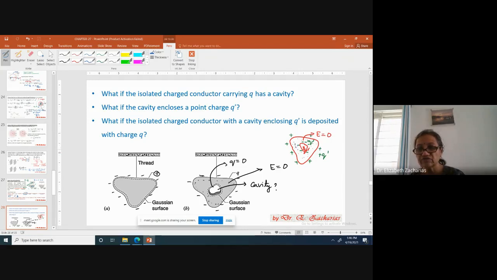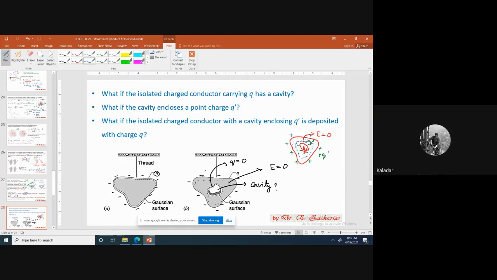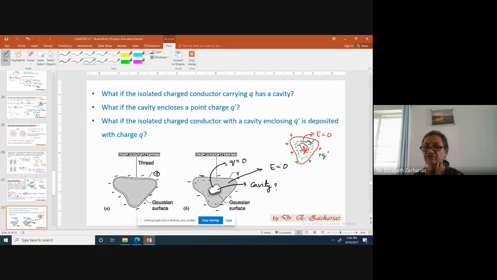I'm going to draw one Gaussian surface here. What is the net charge enclosed by the Gaussian surface? Zero. Net charge enclosed by the Gaussian surface is 0. Therefore, electric field is 0. So this is the way electrostatic equilibrium will be established.